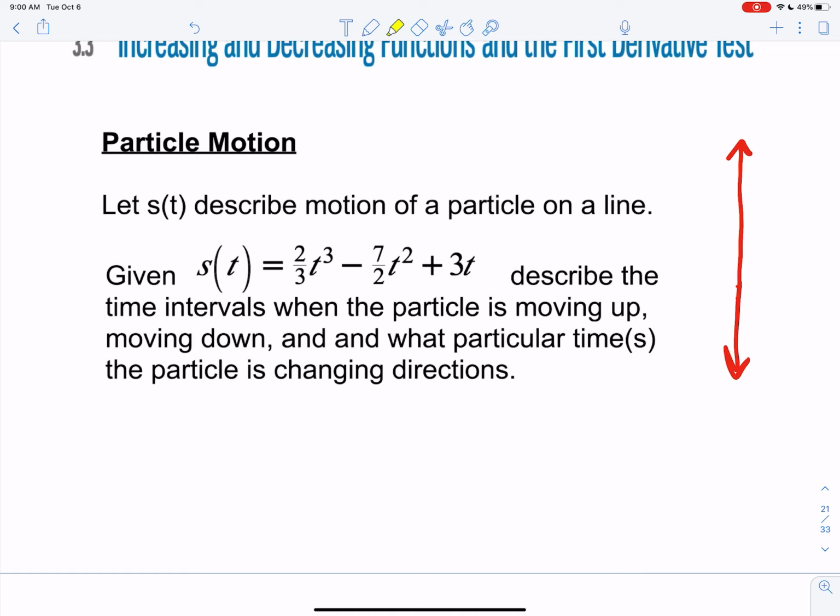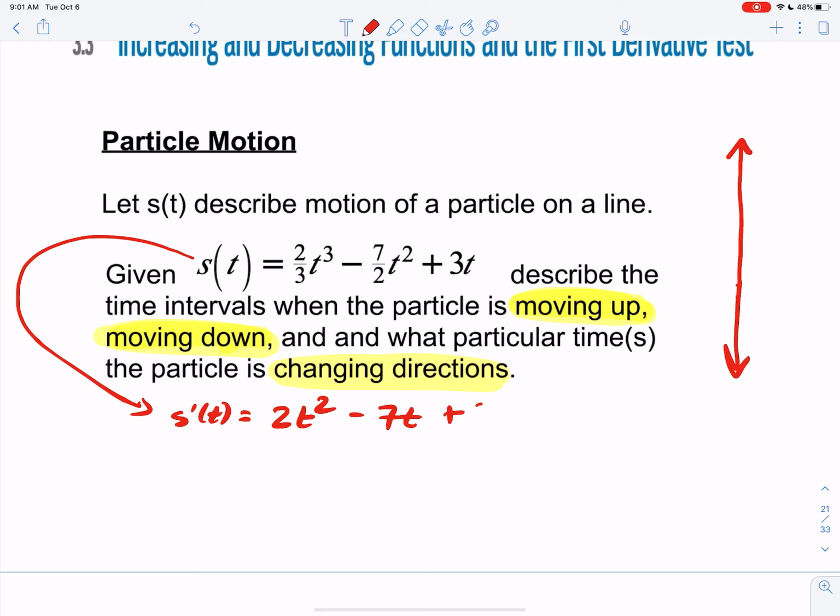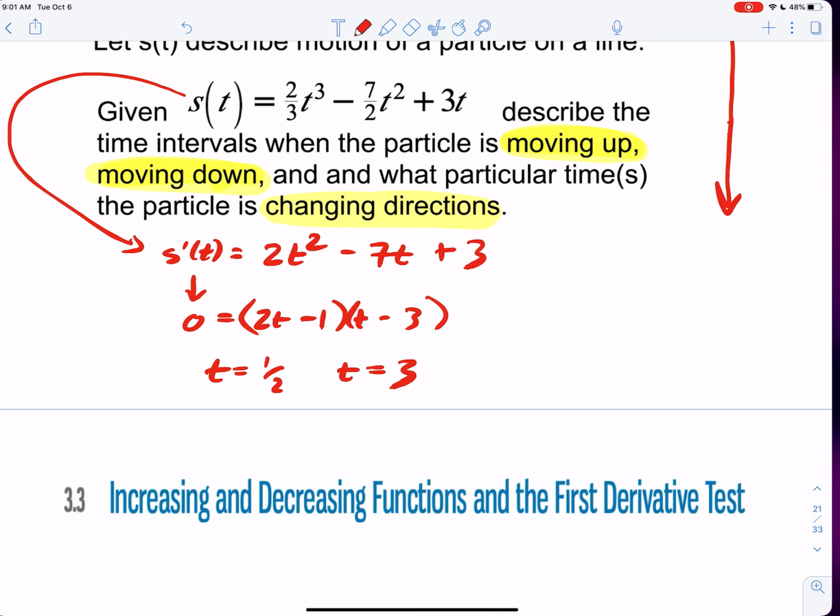So we want to know where the particle is moving up, down. Moving up means increasing. Moving down means decreasing. And wherever it's changing directions, pretty much wherever there's a local extrema, okay? Here we go. So first step, find your critical numbers, which is where the derivative is equal to 0. You should get 2t squared minus 7t plus 3. You set that equal to 0. You could actually factor this: 2t minus 1 times t minus 3. T comes out to 1/2. T comes out to 3. Okay, those are my critical numbers.